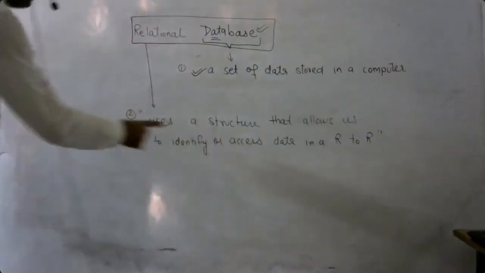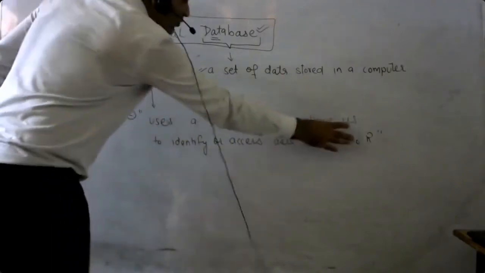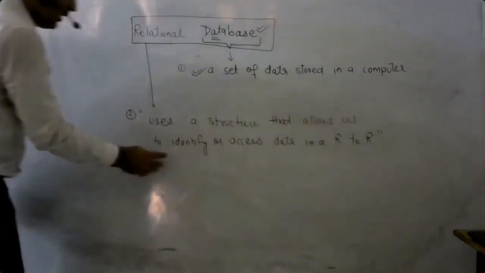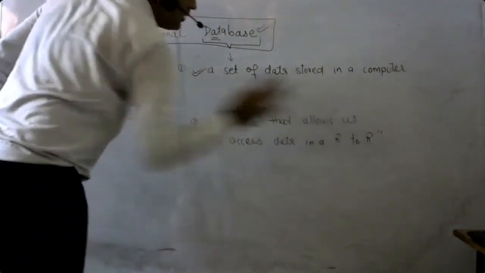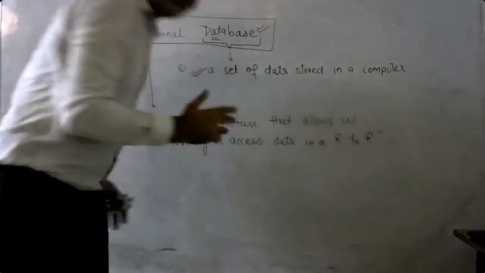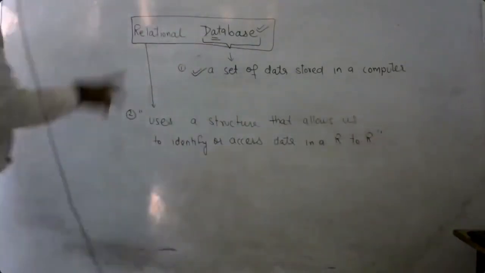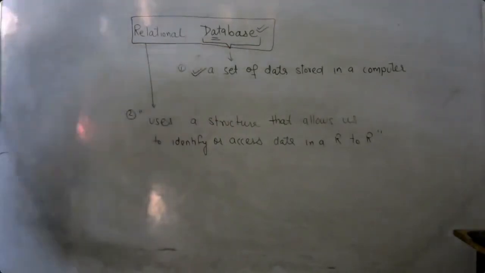So what I have written for you: a relational database uses a structure that allows us, meaning the one who has the rights, to identify or access data from relation to relation. Meaning from a relation, or if a relation is linked with another relation, then more than one relation. So this is the definition of a database and a relational database.